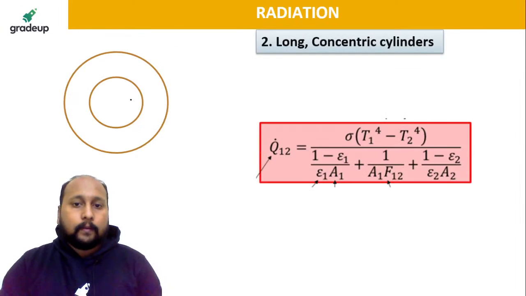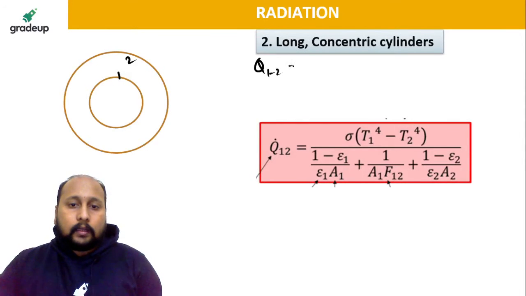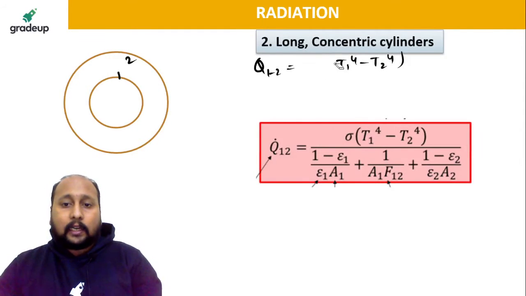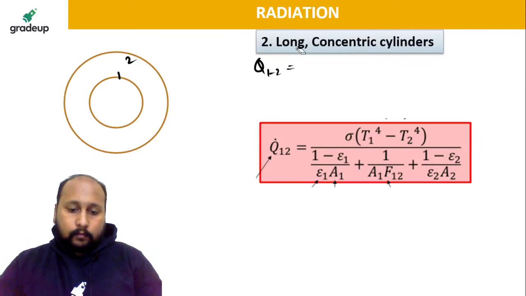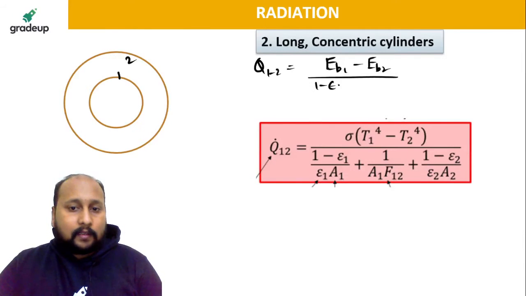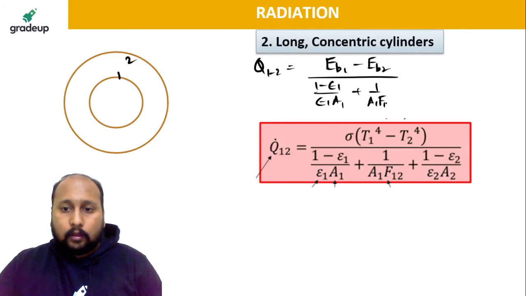Let us talk about concentric cylinders. If I talk about concentric cylinders, again same formula. It is Q1 to 2. Let us suppose this is 1, this is 2. This is equal to sigma T1 to the power 4 minus T2 to the power 4 upon... or instead of that, let me write in terms of black body: EB1 minus EB2 divided by (1 minus emissivity 1) upon emissivity 1 A1, plus 1 upon A1 F12, plus (1 minus emissivity 2) upon emissivity 2 into A2.